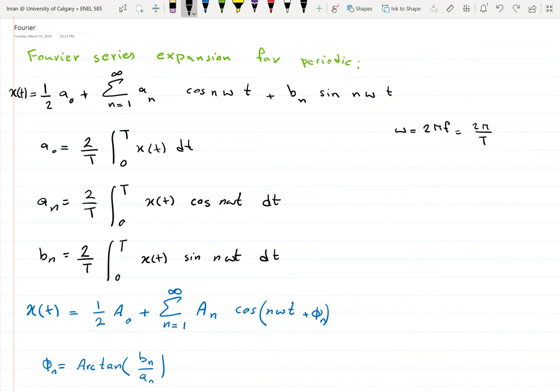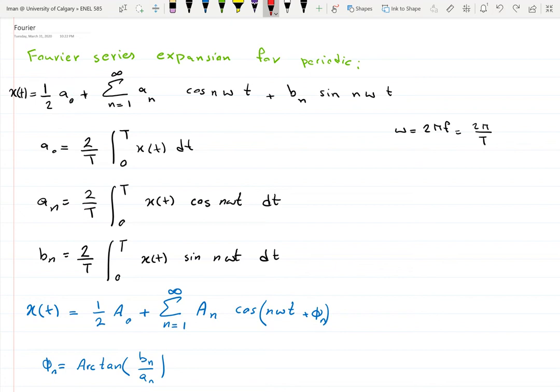we can write that as x of t equals 1 over 2 a naught, and this a naught is a DC function, plus sigma of some cosine and sine values multiplied by an and bn, which are constant values, and this sigma goes from n equals 1 to infinity. Okay, so this is the Fourier series expansion for a periodic function.